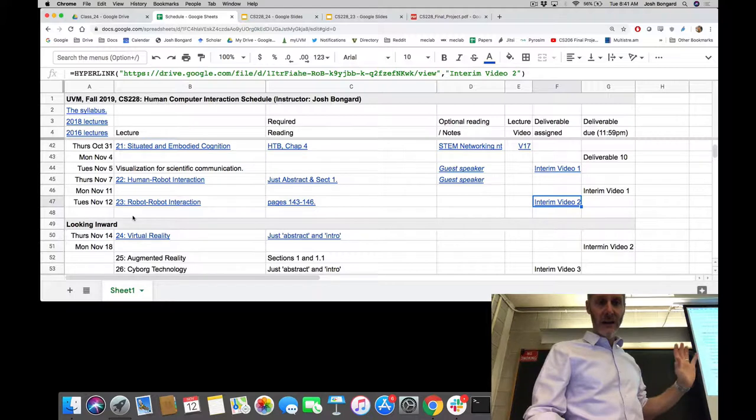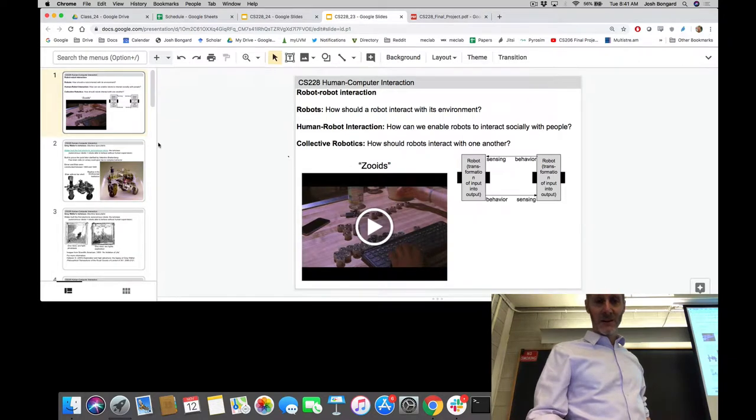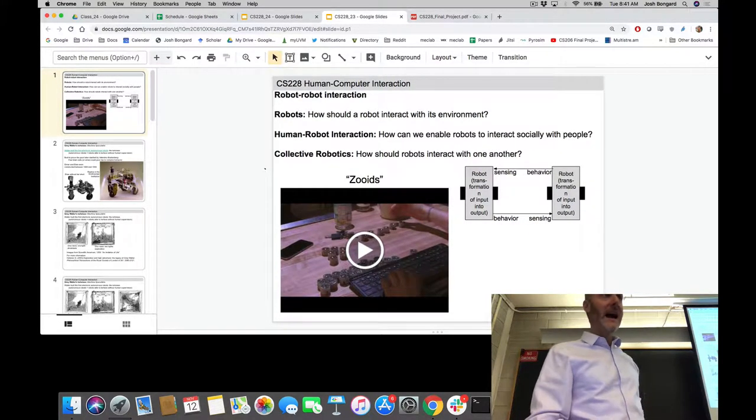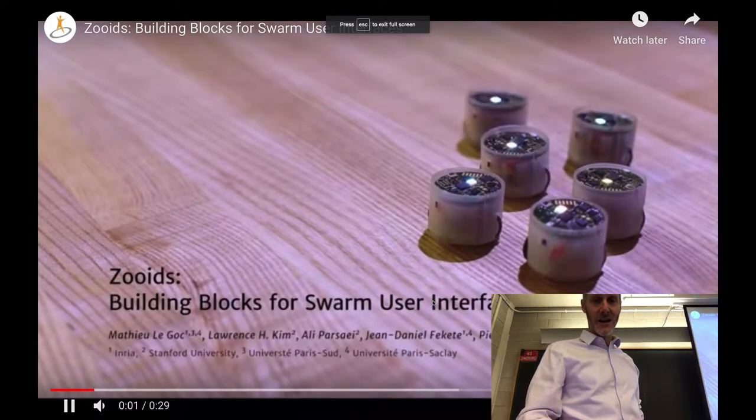But before we do that, let's go back to robot-robot interaction. You've seen zooids before. Okay, so throughout today's lecture, just keep the right-hand cartoon in mind here. The actions of one robot become the sensory input to another robot. Here's a simple example of this from an HCI perspective.